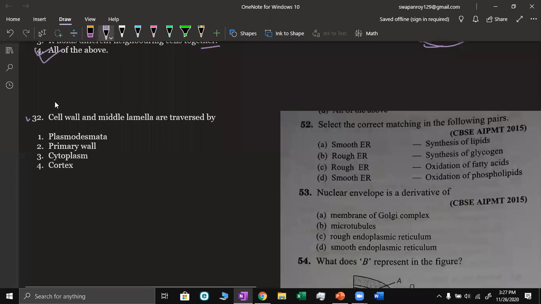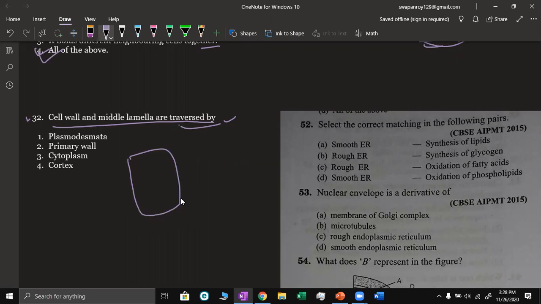One very common question: the cell wall and middle lamella are traversed by what? When two cells are there, say here two cells, and if I draw a line, this line is the middle lamella, and this is the cell.